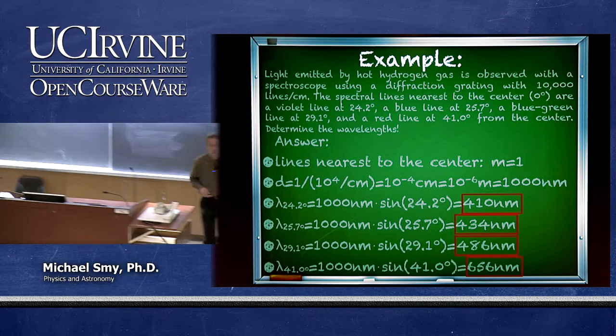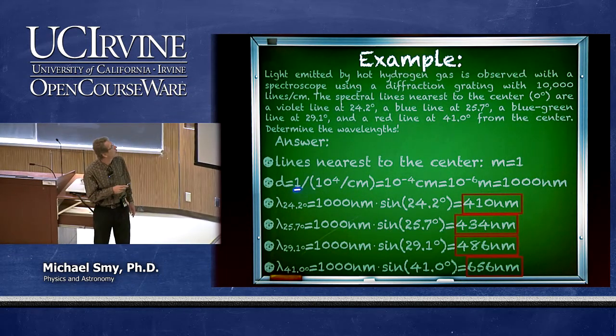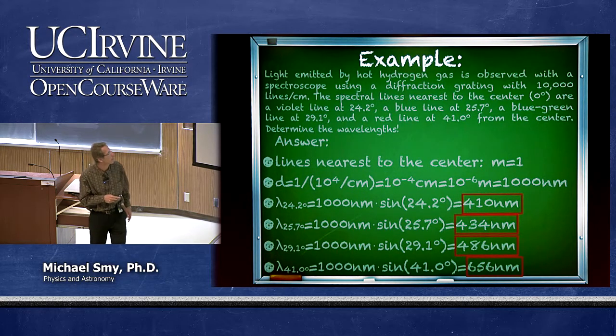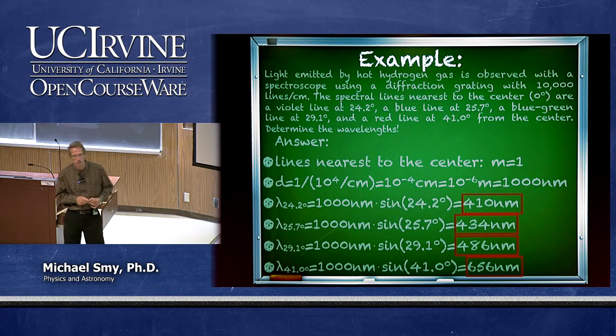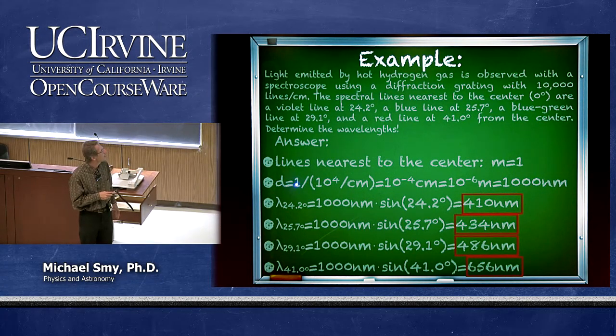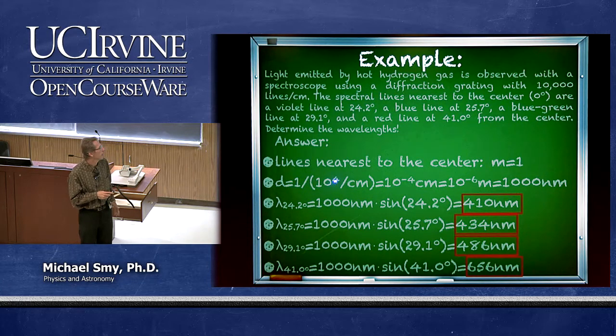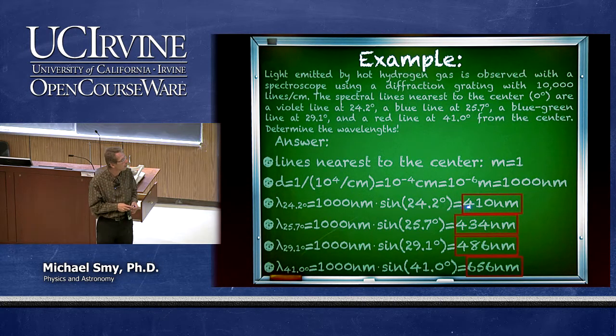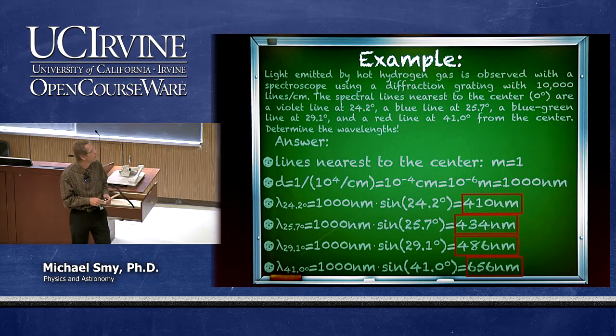We start solving this problem by considering the lines nearest to the center. That means that the order of the diffraction pattern is 1, as is usually the case when one uses a spectroscope. We calculate the spacing between neighboring lines, that is 1 over the 10,000 lines per centimeter, which means this is 10 to the minus 4 centimeters or 10 to the minus 6 meters, or 1,000 nanometers, which is a convenient unit to use. And we can now use the formula for the maxima.